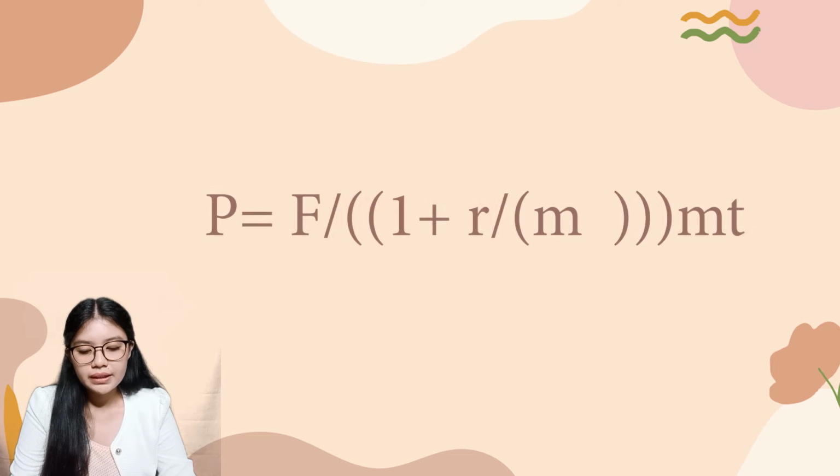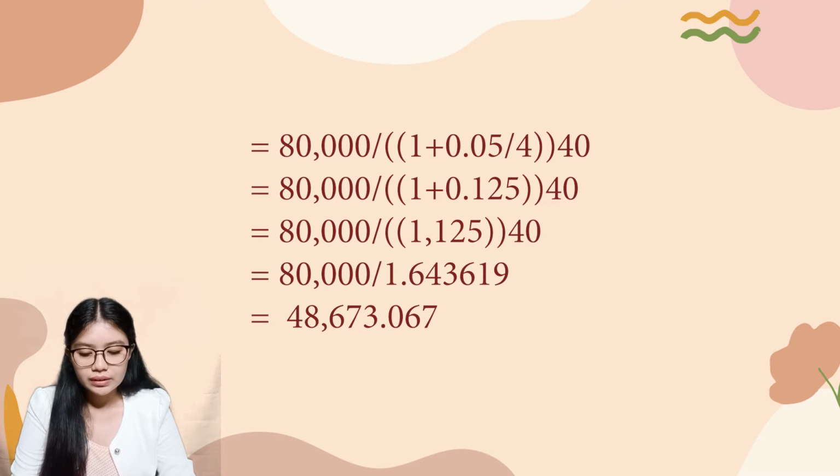And the formula is P is equals to F over 1 plus R over M to the power of M multiplied by T equals 80,000 over 1 plus 0.05 over 4 to the power of 4 multiplied by 10, equals 80,000 over 1 plus 0.0125 to the power of 40, and this equals to 80,000 over 1.643619 equals 48,673.067. And that is all for my topic.